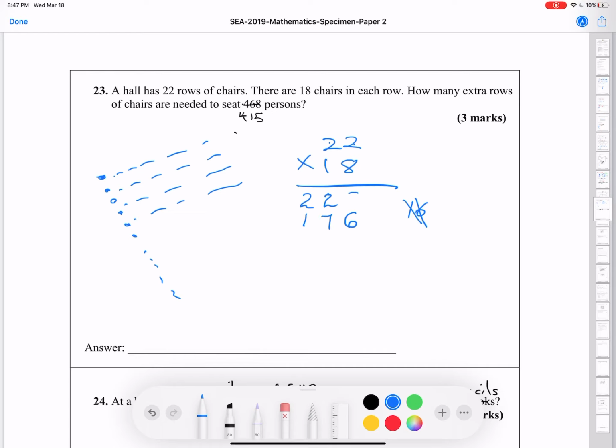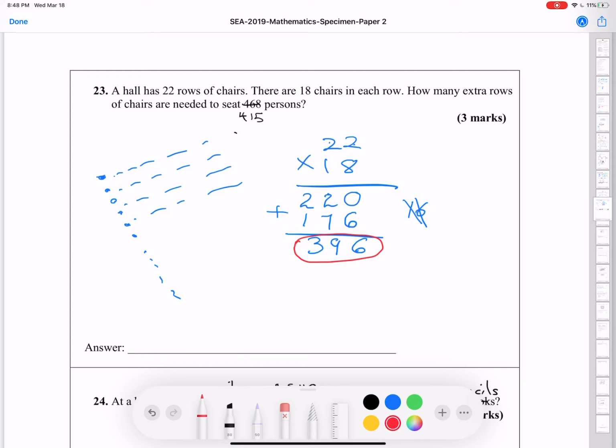Right, fill up this empty space with a 0. 0 add 6, 6. 2 add 7, 9. 2 and 1, 3. So that's the number of chairs in the hall currently. The next part of the question says, how many extra rows are needed to seat 415? Right now, does it seat 415? It only seats 396 persons.